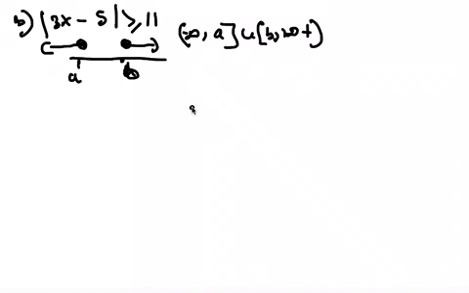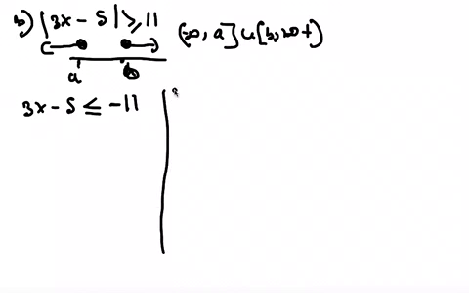Let's solve the problem. The easiest way to solve |3x - 5| ≥ 11: just put 3x - 5 inside the absolute value. Flip the side of the inequality and change the sign, so it will be 3x - 5 ≤ -11. And the second part: 3x - 5 ≥ 11.